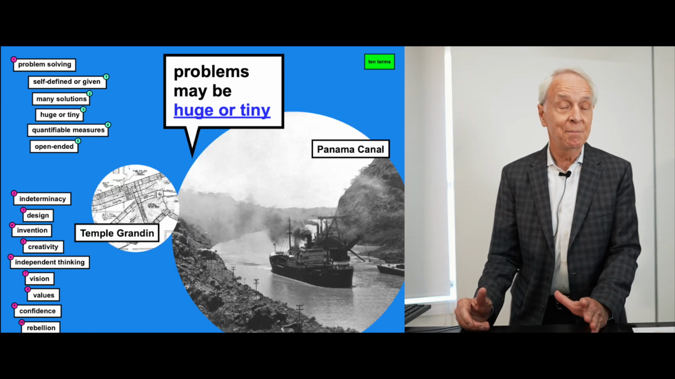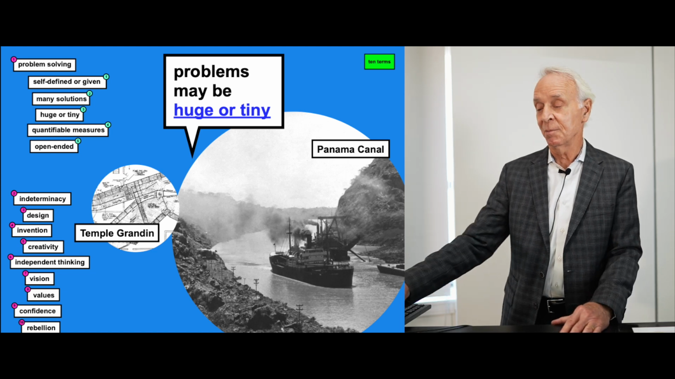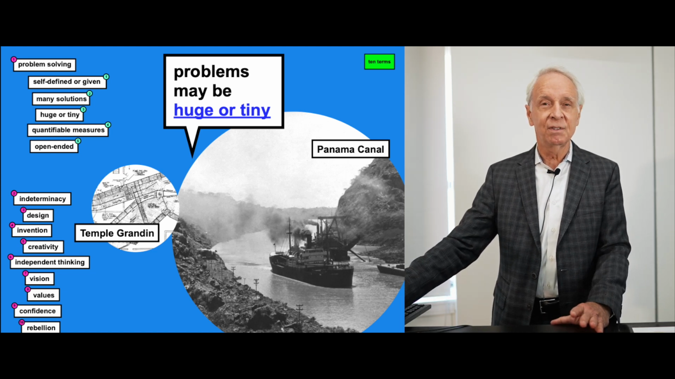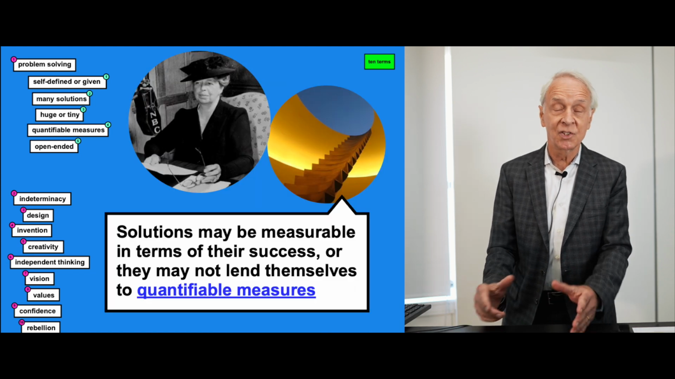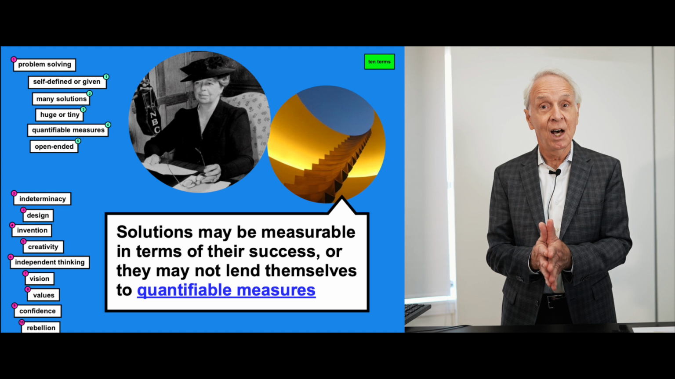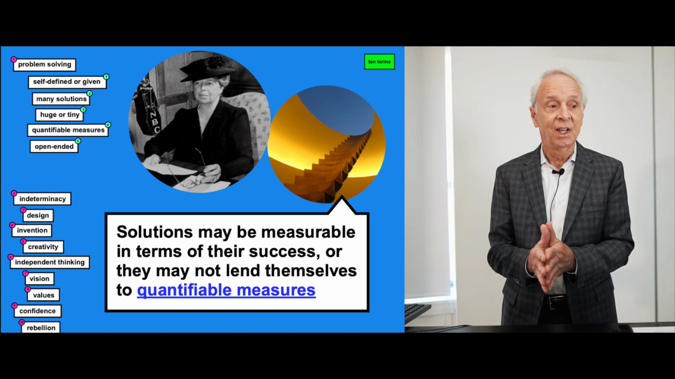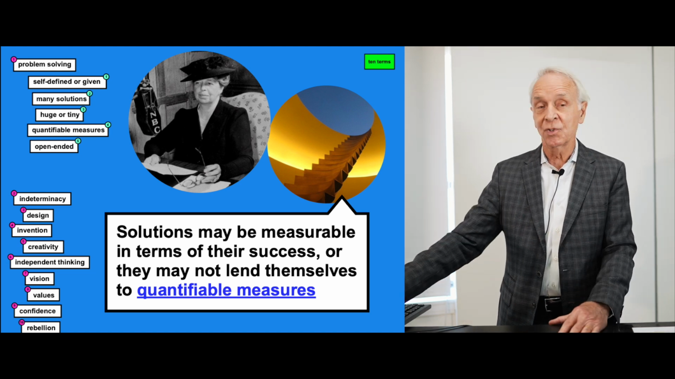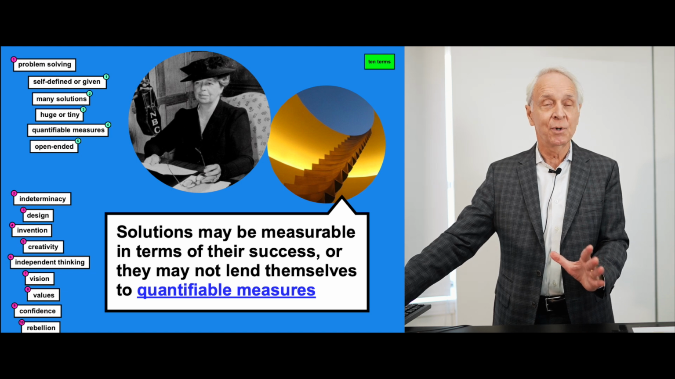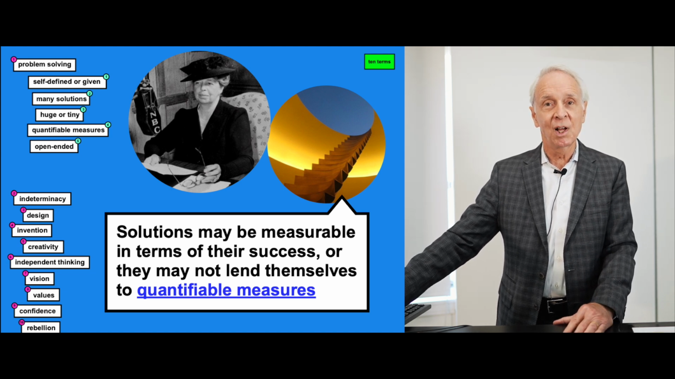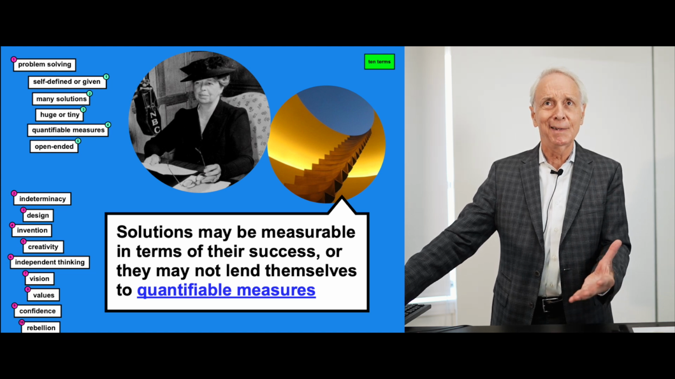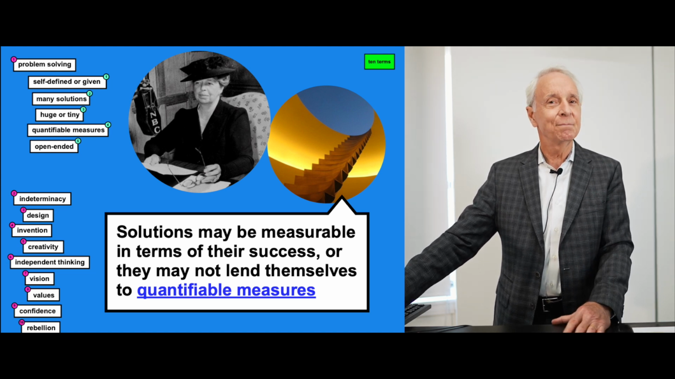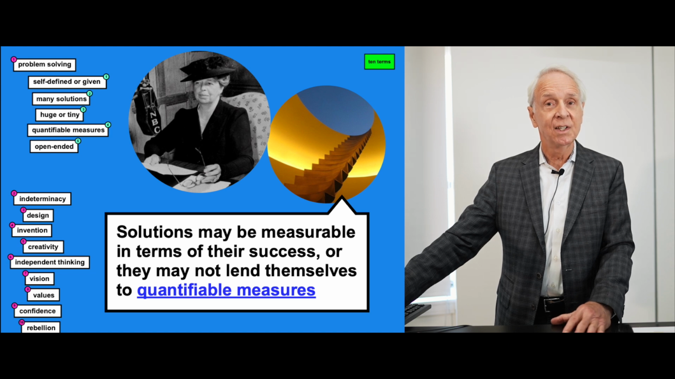We talked about the fact that they might be huge problems, they might be tiny problems. All sorts of problems are involved here. We talked about the fact that the solutions may be measurable by quantitative measures, or they may not lend themselves to quantitative measures. And that's perfectly acceptable in creative problem solving. How could you tell whether Eleanor Roosevelt was a successful first lady or not? How do we quantify that? But it doesn't diminish in the least her contribution as a creative problem solver.